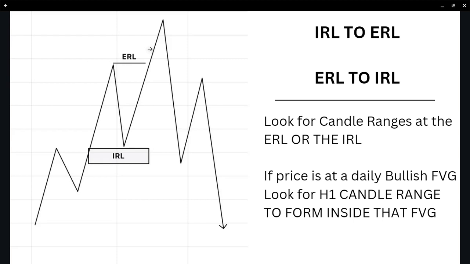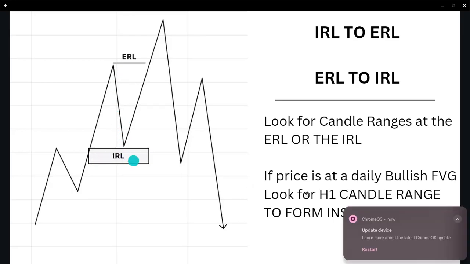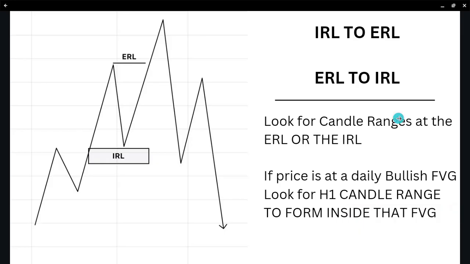This was just one example. This can be a weekly FVG, and you look for a 4-hour CRT. This can be a 4-hour FVG, and you can look for a 15-minute CRT or a 5-minute CRT, and then the entry. 4-hour FVG, 15-minute CRT, and 5-minute or 1-minute entry. Great. Now let's move on.